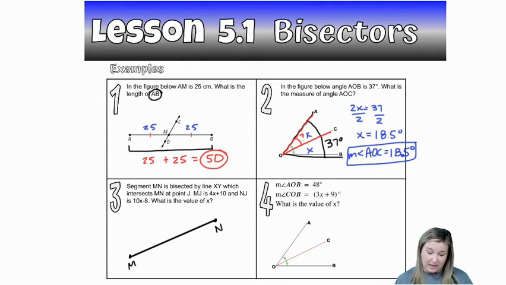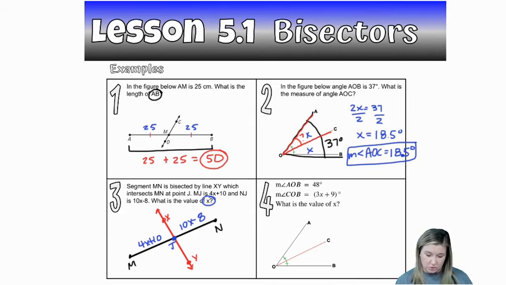And it's bisected by a line, so I'm going to do the bisecting line in red. And so this is XY, and this is a line, so it has arrows, just refreshing our vocab on that. And then it says it intersects at point J. So this is the intersecting point, and it says that MJ is 4x plus 10, and NJ is 10x minus 8. And then it says, what is the value of x? So basically, solve for x.